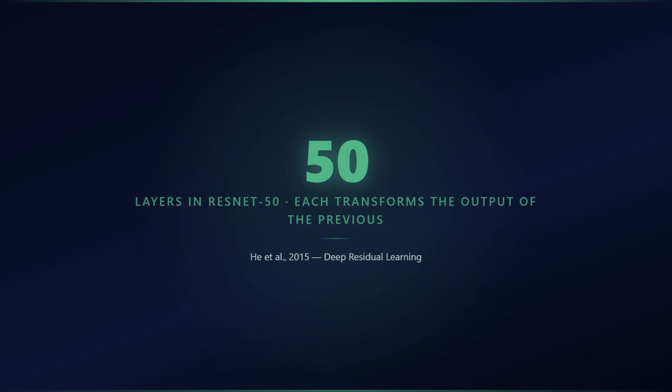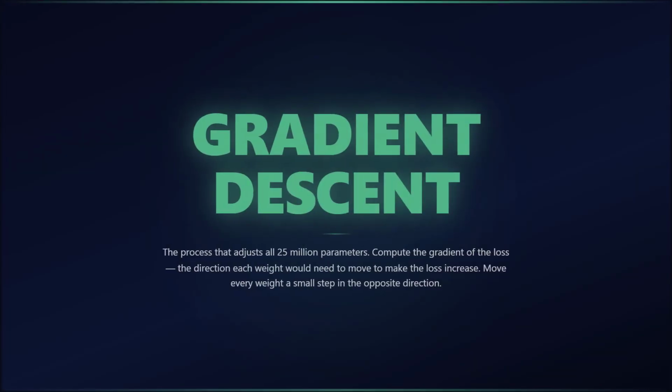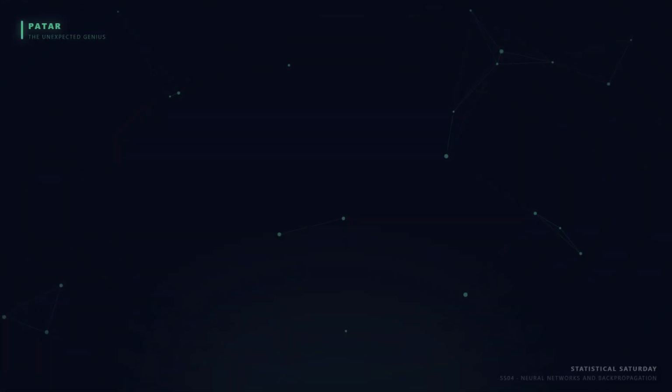Layer 1 transforms the input. Layer 2 transforms that output. Each subsequent layer transforms the output of the previous one until the final layer produces the prediction. A ResNet 50 has 50 such layers. And training is just adjusting all of those numbers. Adjusting all 25 million of them, yes.